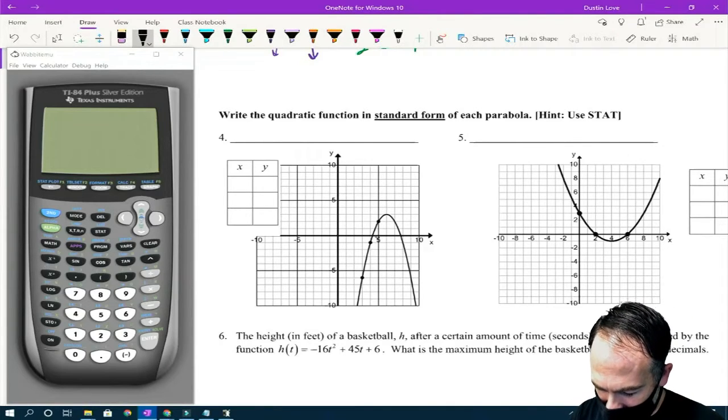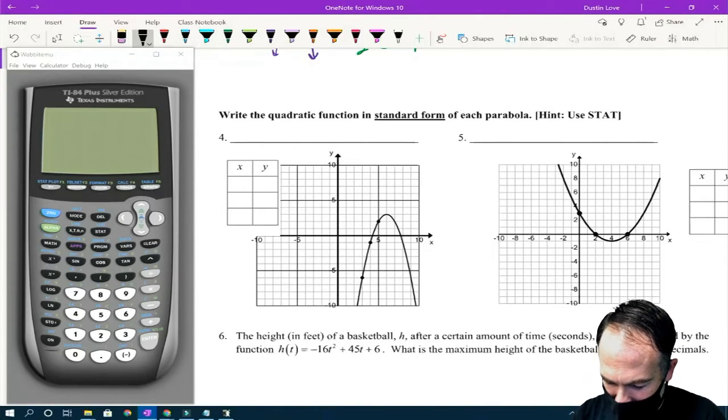So here, the 3 points are marked for us. I got the point 5, 3. I've got the point 4, negative 1. And I've got the point 3, negative 6.